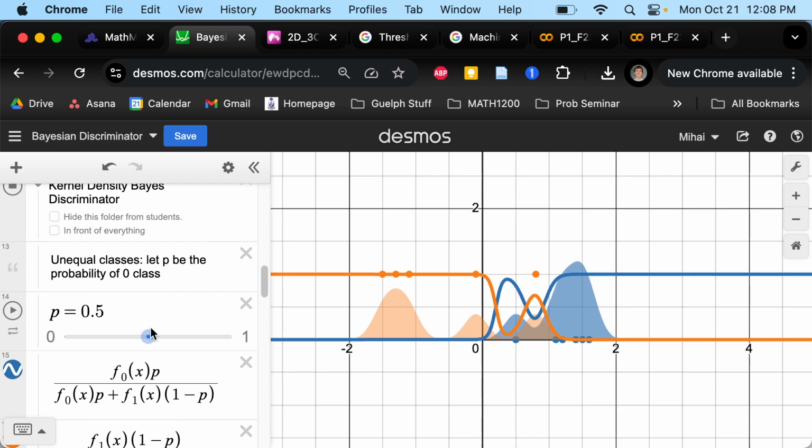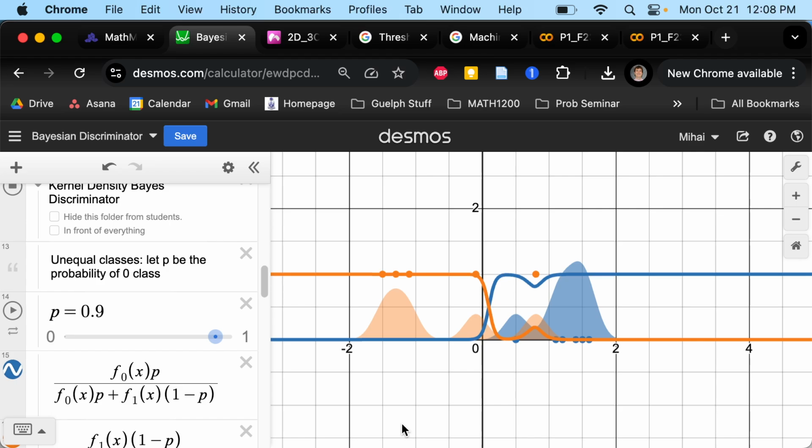So maybe you know that most of the time an orange point will come in, like 90% of the points are orange. Then maybe you want to set this all the way up to 0.9. And you see, when you do that, it changes the situation. I think P is actually corresponding to the blue class here. Yeah, P is the blue class. So P equals 0.9 in the way I've written the formula. So there's a 90% chance, before you even see the x value, that it's going to be blue. And you see the classifier changed to classify more things as blue.